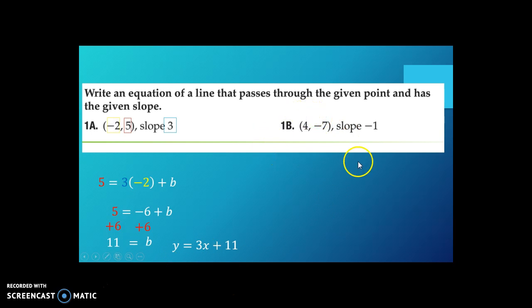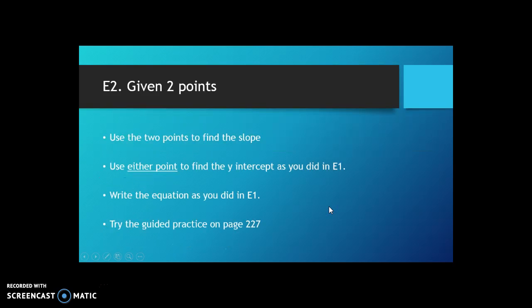So I want you guys to pause the video and try this one. Here's a map for you to guide you through the process. All right, so pause the video and try 1B. And we can go over this when you guys come back tomorrow. So let's move on to the next example.